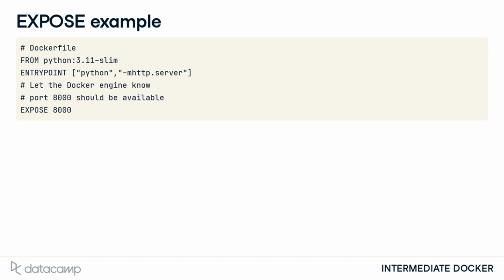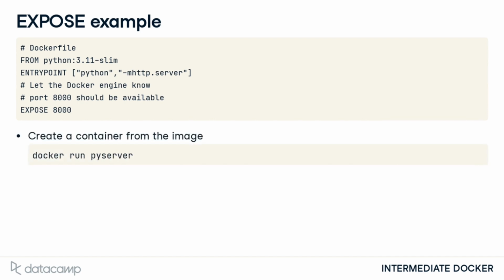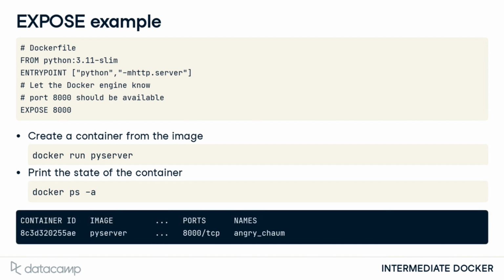Assuming our image builds correctly, we create an instance of the container using the docker run command. To determine the state of the container, we can use the docker ps -a command. Note that we've truncated the output slightly, but note the ports column. Here, the container is exposing TCP port 8000 as expected. Be aware, if we try to access this port from the host, it will not be reachable as we have not defined what host port to use.